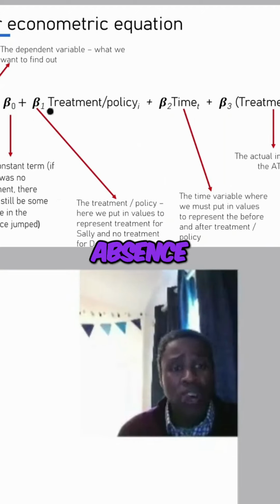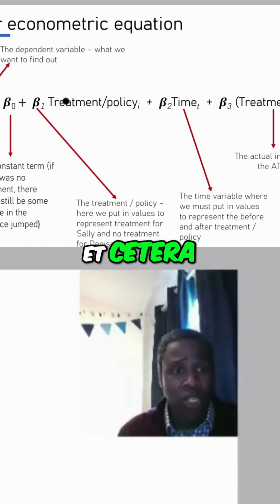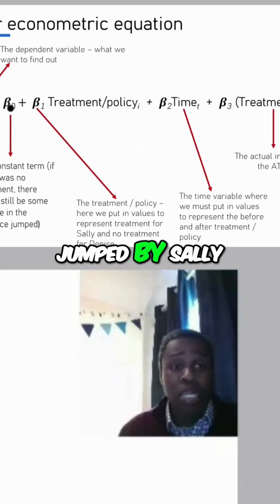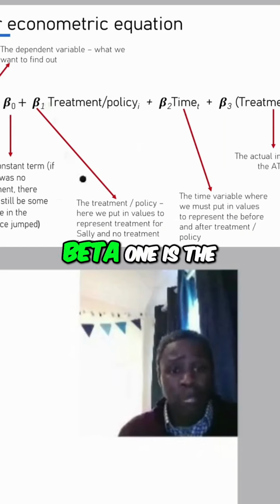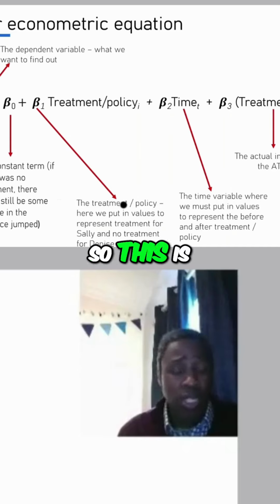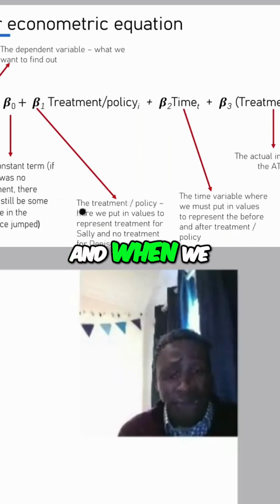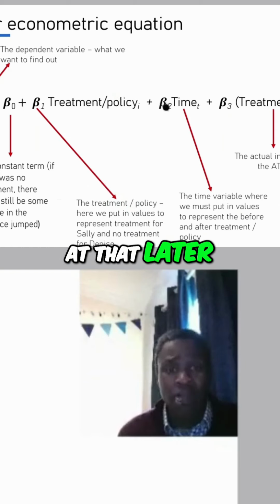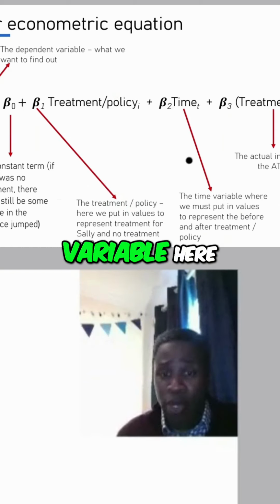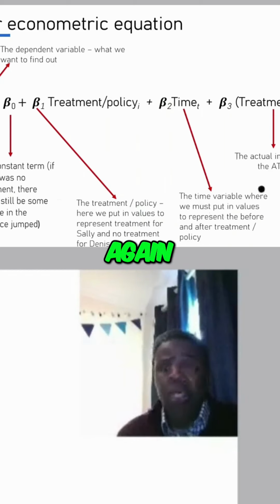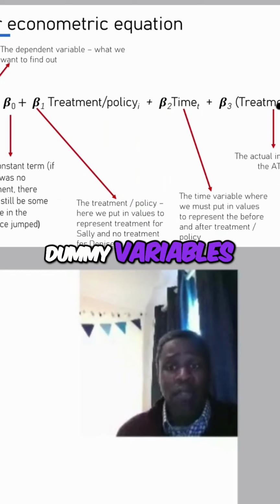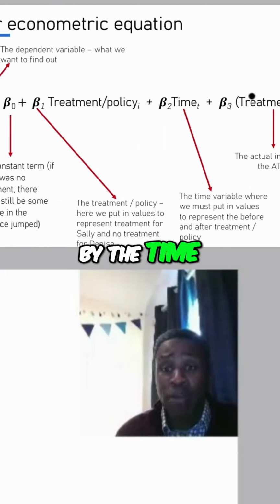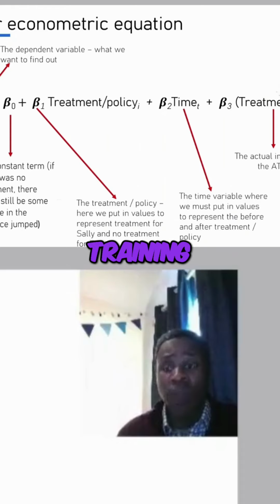So in the absence of any of these other treatments or time, etc., there will be some change in the distance jumped by Sally. Beta 1 is the treatment or the policy. So this is Sally's training program. And when we come to do the analysis, we'll either put a 0 or 1, which are called dummy variables. We'll have a look at that later. We've got a time variable here, and we need to put in values again, 0 or 1, they're called dummy variables. And the actual impact, ATET, I talked about earlier, is the treatment multiplied by the time. And this is the actual impact of Sally's training program.